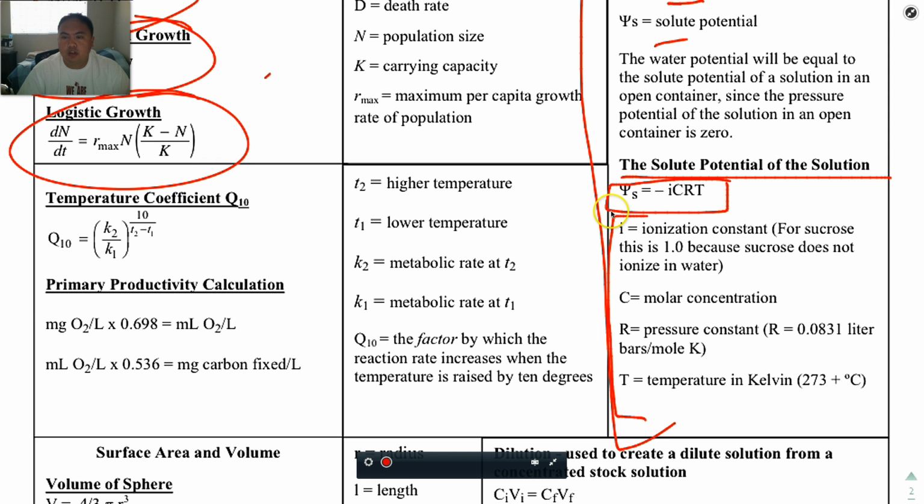It's right below. The ionization constant, they usually give that to you. The molar concentration, which they give to you. The pressure constant, which is 0.0831. And then the temperature, which is 273 plus whatever degrees in Celsius. Again, the formulas are all given to you. You don't have to memorize this.